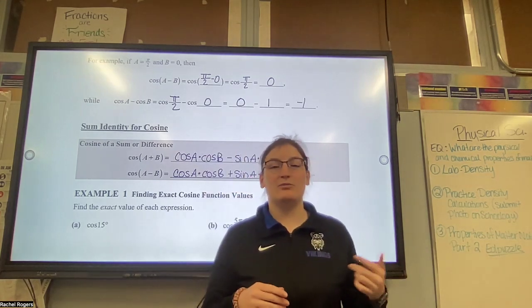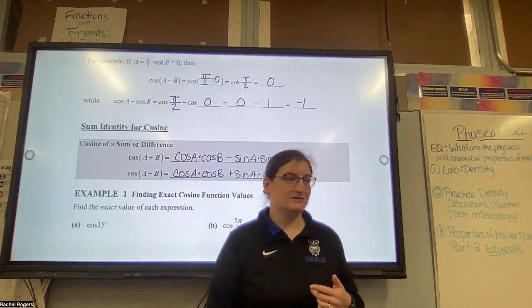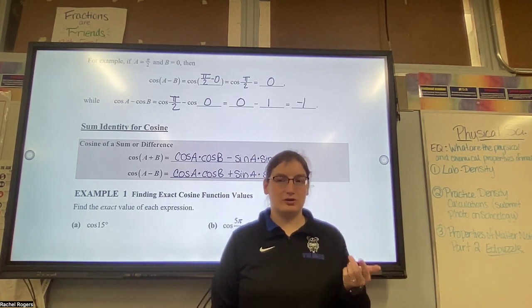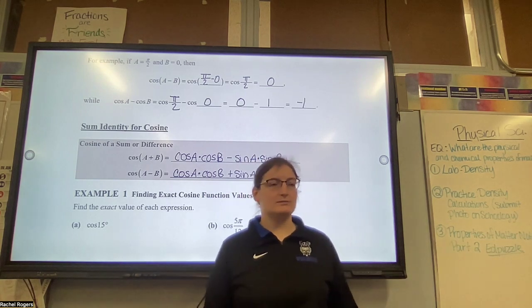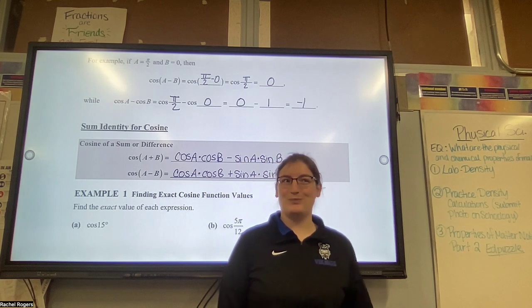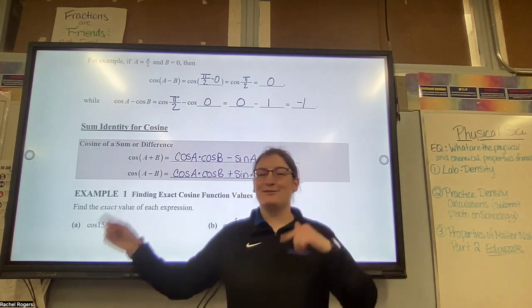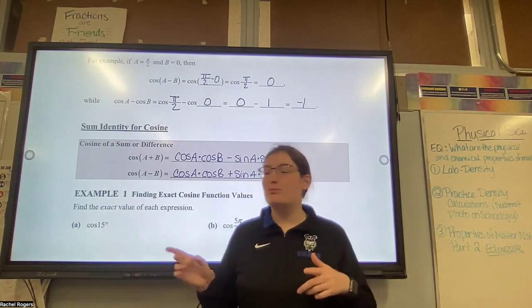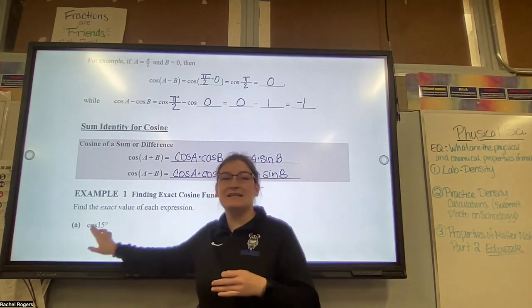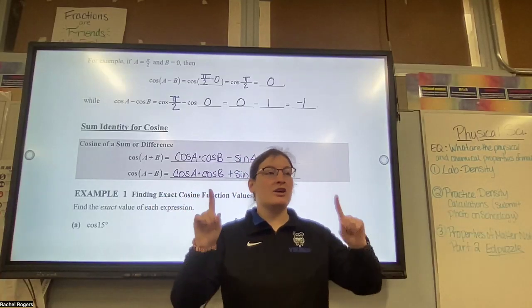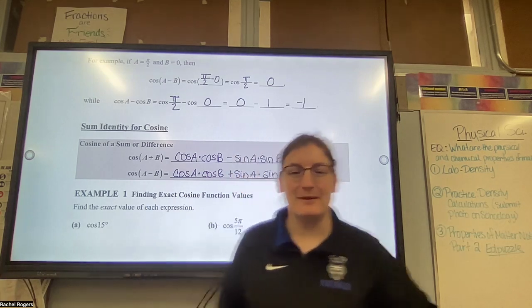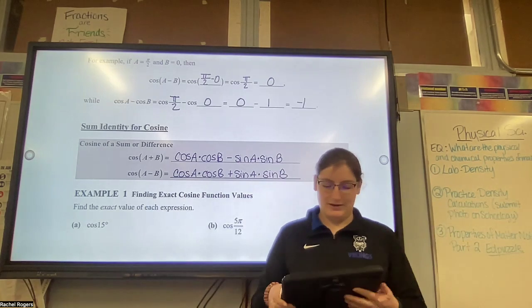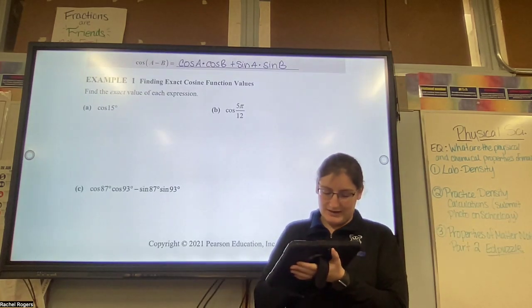But what happens if you end up with something like cosine of 15? Is 15 degrees on our unit circle? No. Can we just say, well, that's half a 30? Nope. So we'll talk about that next week when we talk about the halving stuff. But how could we rewrite 15 as either addition or subtraction with the angles that we know from our unit circle? 45 minus 30. Okay. So cosine of 15 degrees is cosine of 45 minus 30.